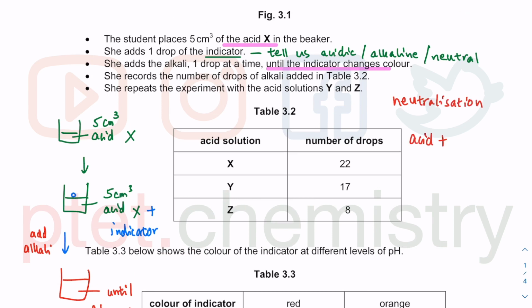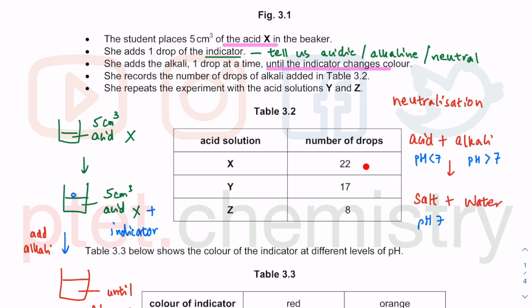This is straight from the acid, base, and salt topic. Acid plus alkali will give you a salt. It will also give you water. This one will end up with pH 7, whereas previously the acid pH is less than 7 and the alkali pH is greater than 7.